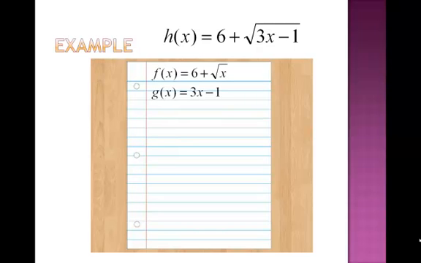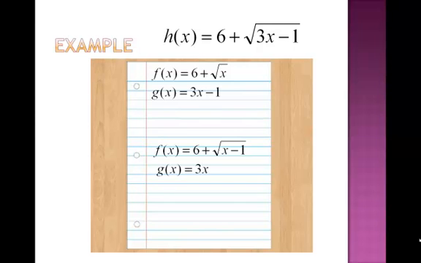And one way you could really double check to see if that really is my outside and inside function is to go ahead and compose the two together. So when you put g inside of f in this case, do you really get 6 plus the square root of 3x minus 1? And if you do, you know that these are good, valid functions for the inside and the outside. Now, of course, this isn't the only interpretation.